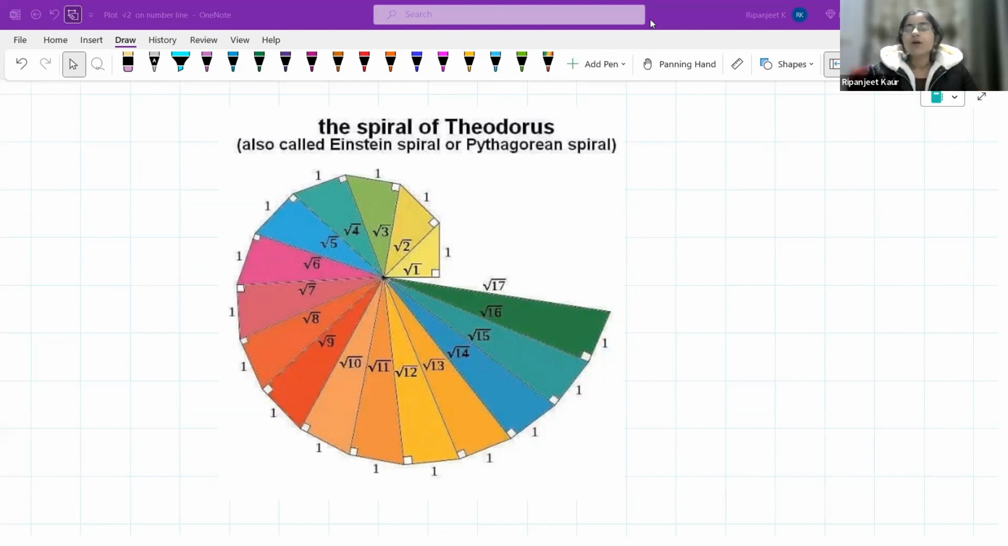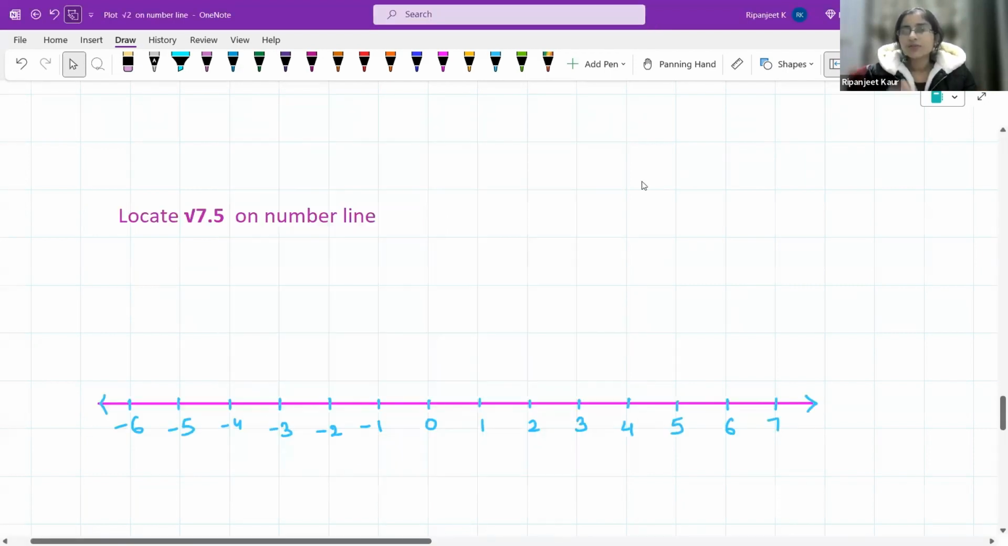Okay, I'll just show you on my screen. Do you think you will be able to locate root 7.5 on the number line? How can we do that? Well, try to find it out, because this is what we are going to discuss in our next session.